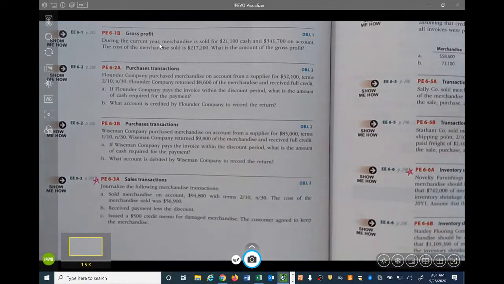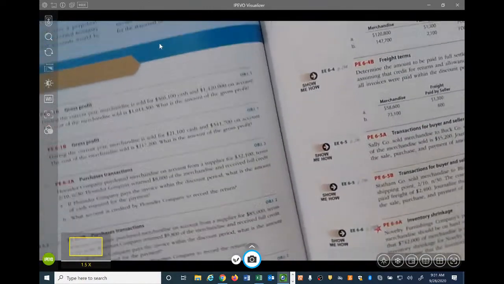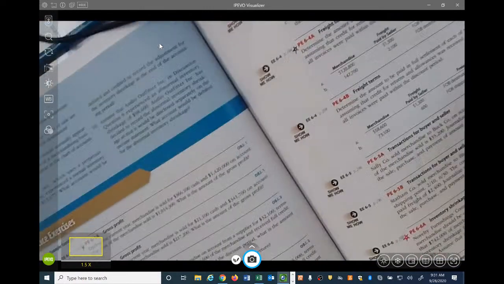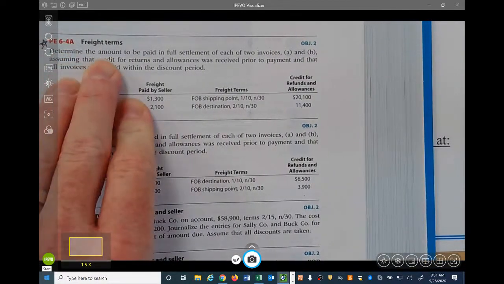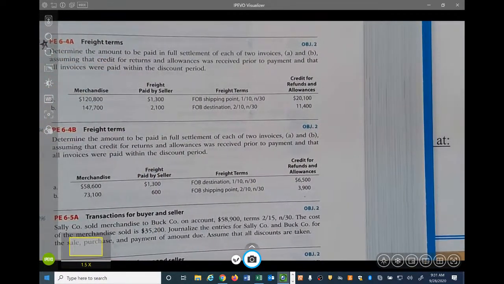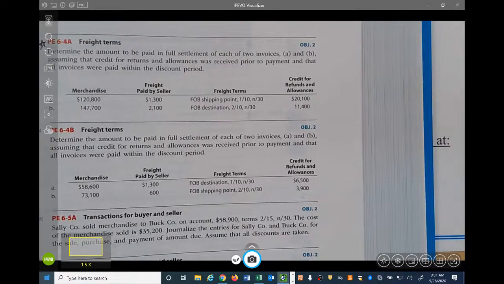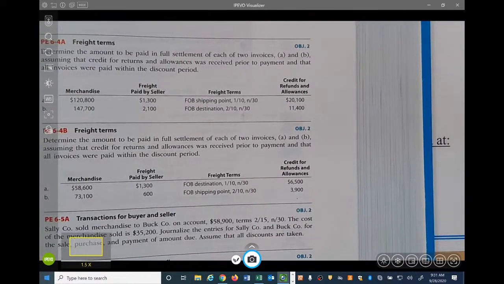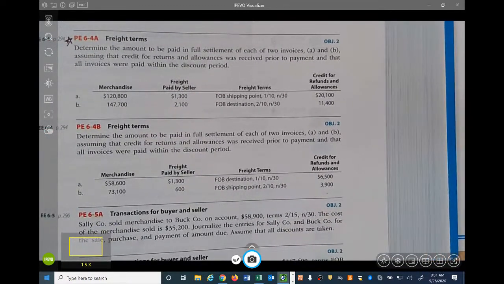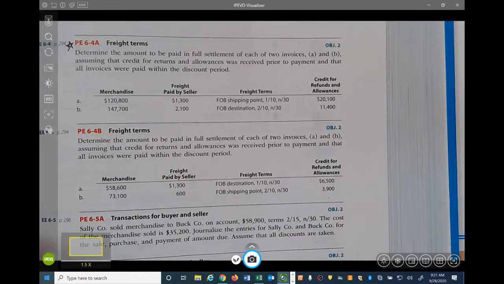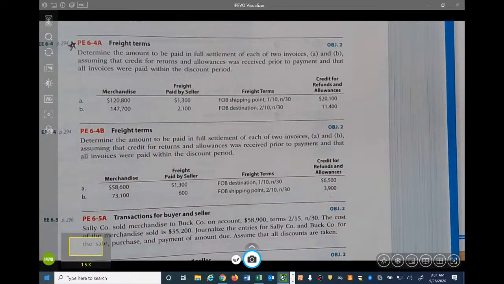Okay, the next one I want us to work on is practice exercise 6.4a, and this is dealing with freight terms. Remember with FOB shipping point and FOB destination, the one that I confused everyone on Friday. Once again, it's the one up top here. Does anyone need me to take a picture of it, or let someone take a picture of it first?